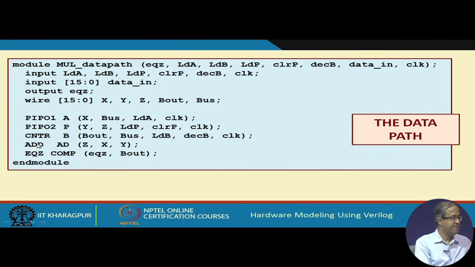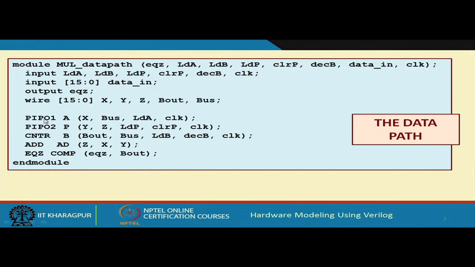And of course, you have an adder where the inputs are X and Y, output is Z, and you have a comparator, you call it equal to Z, this is the name. This is the output, it takes B out as the input and generates the output. Whatever I have mentioned here is exactly the data path diagram that I have shown. From the data path diagram, whatever components are there, I directly instantiate those blocks in my top level data path module. Now, I will have to specify all these modules.